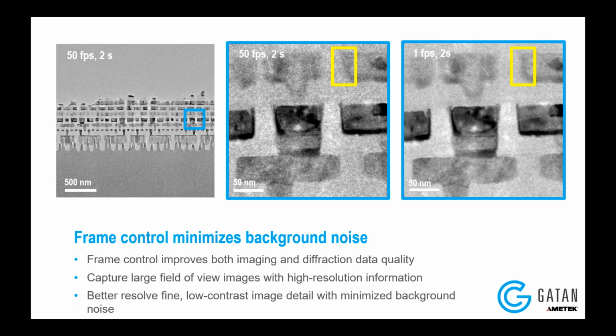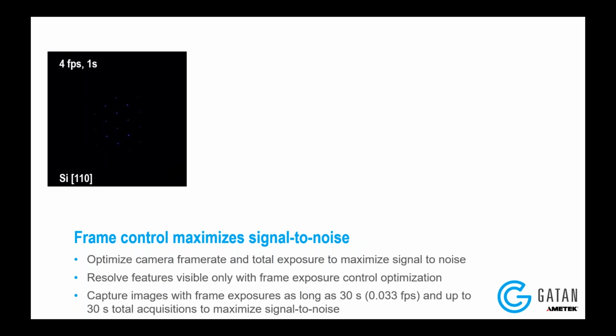And if we start looking a little more in detail at some features, maybe people are interested, not necessarily in this sample, but you can imagine that if you were trying to resolve some type of small interface in a sample, or look at 2 different regions that had very similar contrast, the ability to use the frame control to reduce the background levels of noise in the image and improve your ability to see these low contrast image details can be very, very significant. So I love this feature.